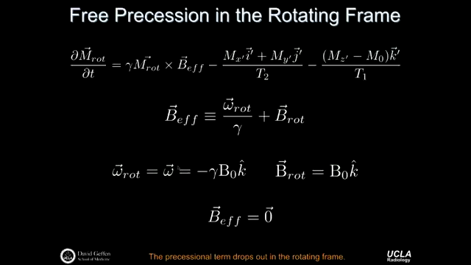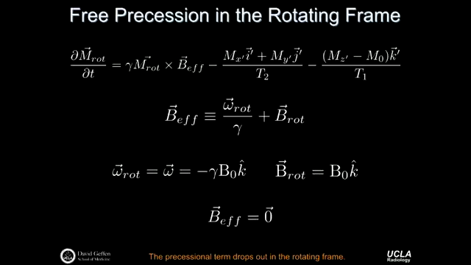And our omega rot is just minus gamma B0K. And that means that these two terms offset each other for the specific condition of free precession, because we're only applying the so-called B0 field. So not a terribly interesting case. It just means our B effective field, the effectively applied B field in the rotating frame, is just the B0 field. And that causes this precessional term to drop out, okay?